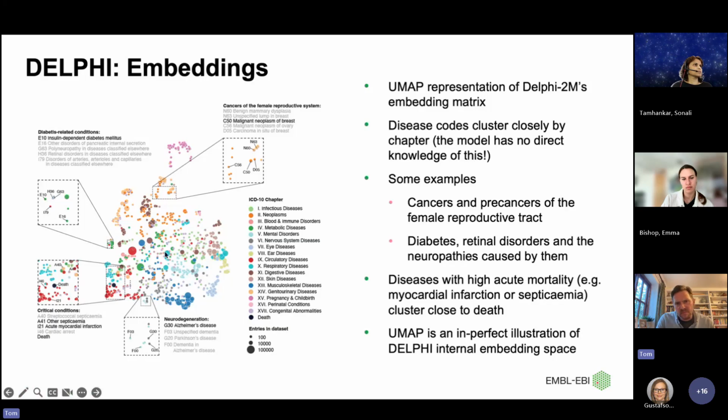Some other key features maybe is this ominous token here, the death token, clustering closer in space to some acute conditions like heart conditions and respiratory events. And it's worth pointing out that what happens from Delphi's point of view as somebody ages is that they essentially move around this space. So that's just one way of thinking about it. So that's kind of nice.